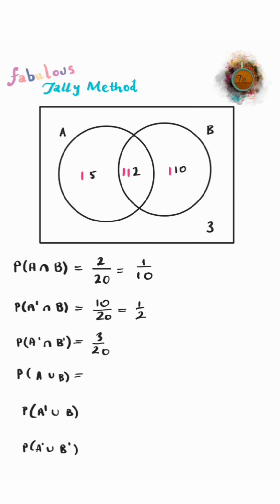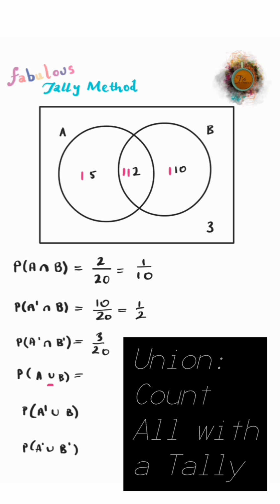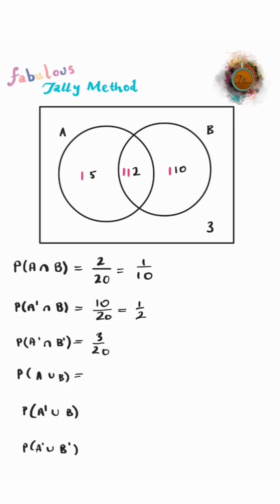But this is a union. A union means that all parts count. Okay, A or B or both. And in that case, we cannot count the center point twice. It has two tallies, but it will only count once. Therefore, when we're dealing with a union, as you can see here, what we end up having to do is count everything that has a tally, in which case it would be all of those three sections.